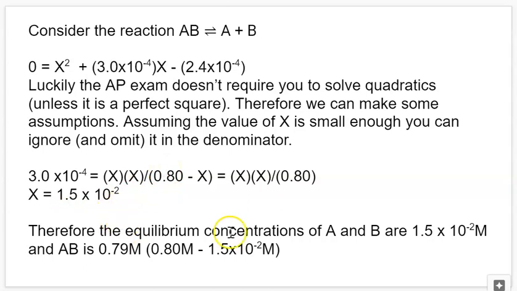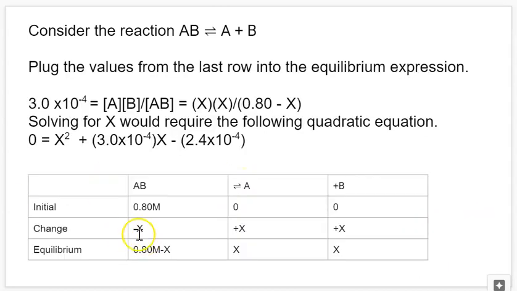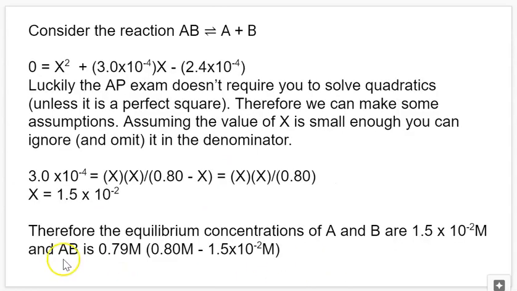So therefore, our equilibrium concentrations of A and B are both going to be 1.5 times 10 to the negative 2 molar, since we were solving for x, and x is what we predicted their concentrations would be based off of our ICE table. And then to find the concentration of AB, it's going to be 0.8 minus x, so it's going to be 0.8 minus 1.5 times 10 to the negative 2, and that ends up with 0.79 molar.